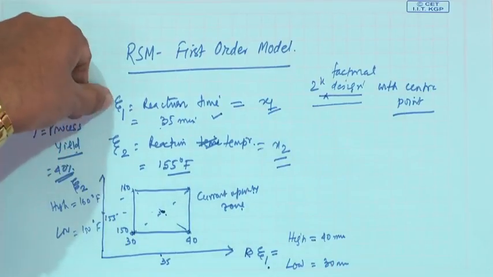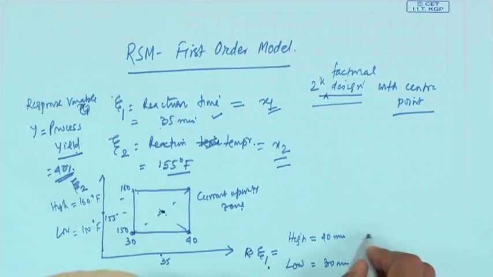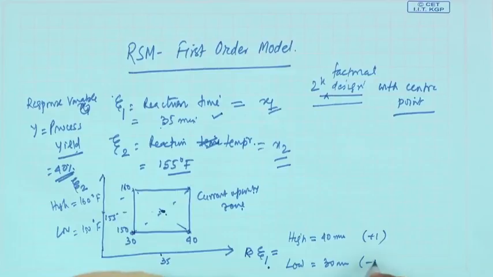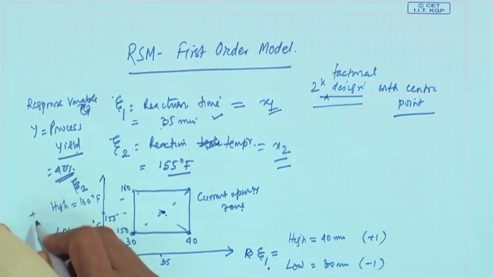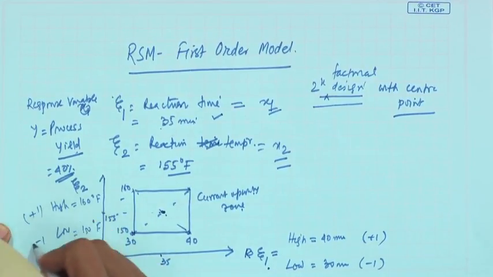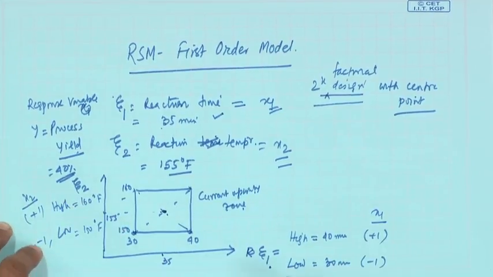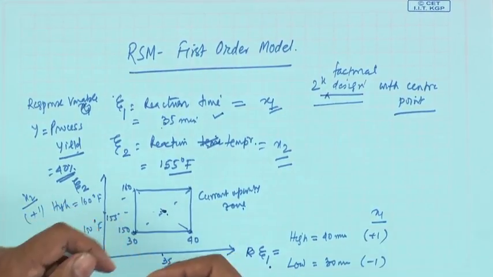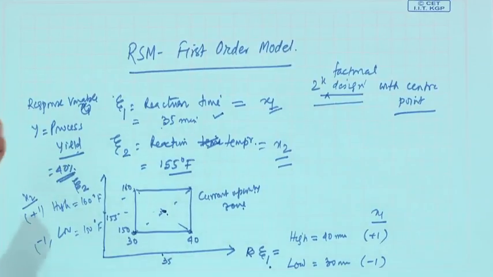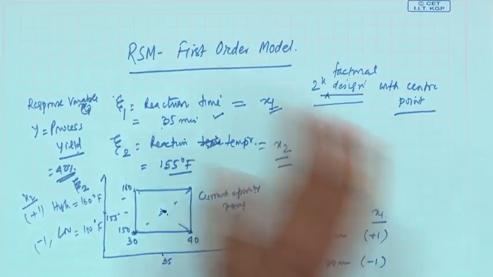So, that means high will be plus 1, low will be minus 1. Similarly here, high will be plus 1, low will be minus 1. This is related to x2 and this is related to x1. We have discussed this issue of how to convert the original variable to coded and coded to original variable, so I am not going to discuss it further.